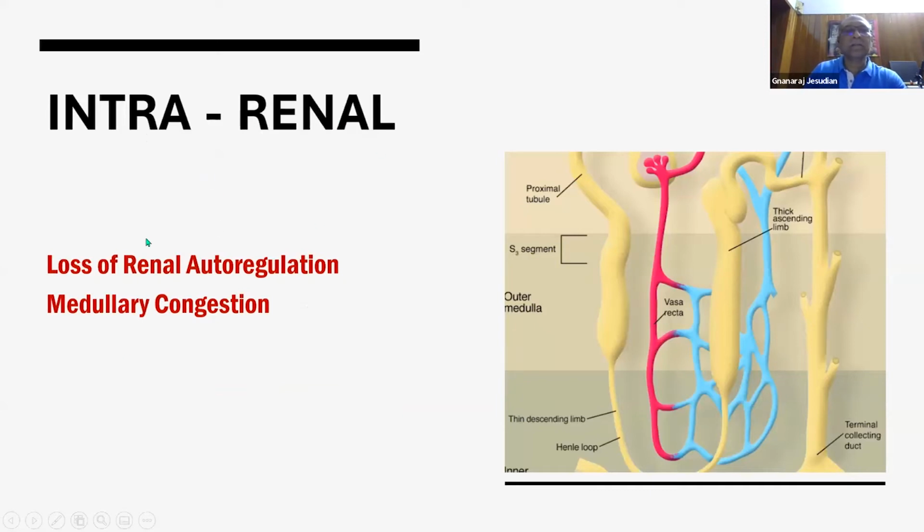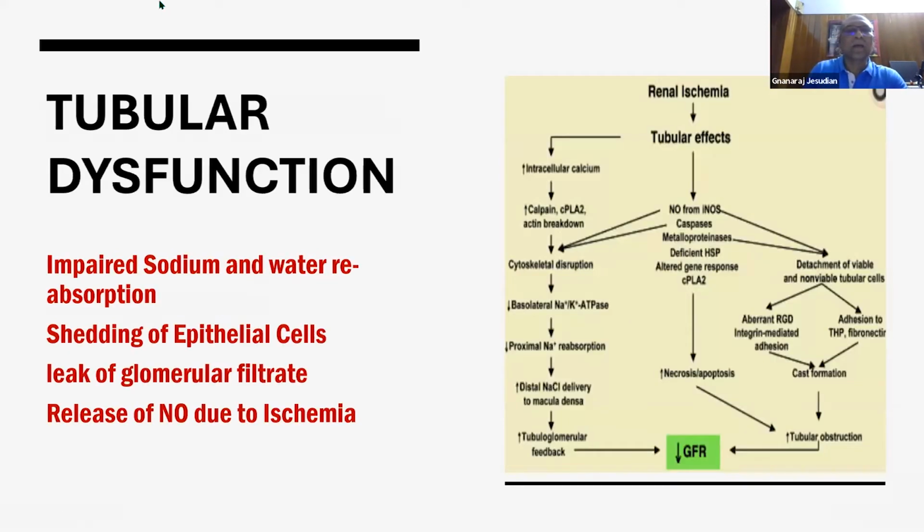And then there is also what is called renal autoregulation in the kidney, which affects the blood flow to the kidney and the rate of filtration and the way the kidney functions. So this autoregulation is also lost if there is constant vasoconstriction and ischemia to the kidney. And if this continues for a while, then there is impairment of sodium and water reabsorption.